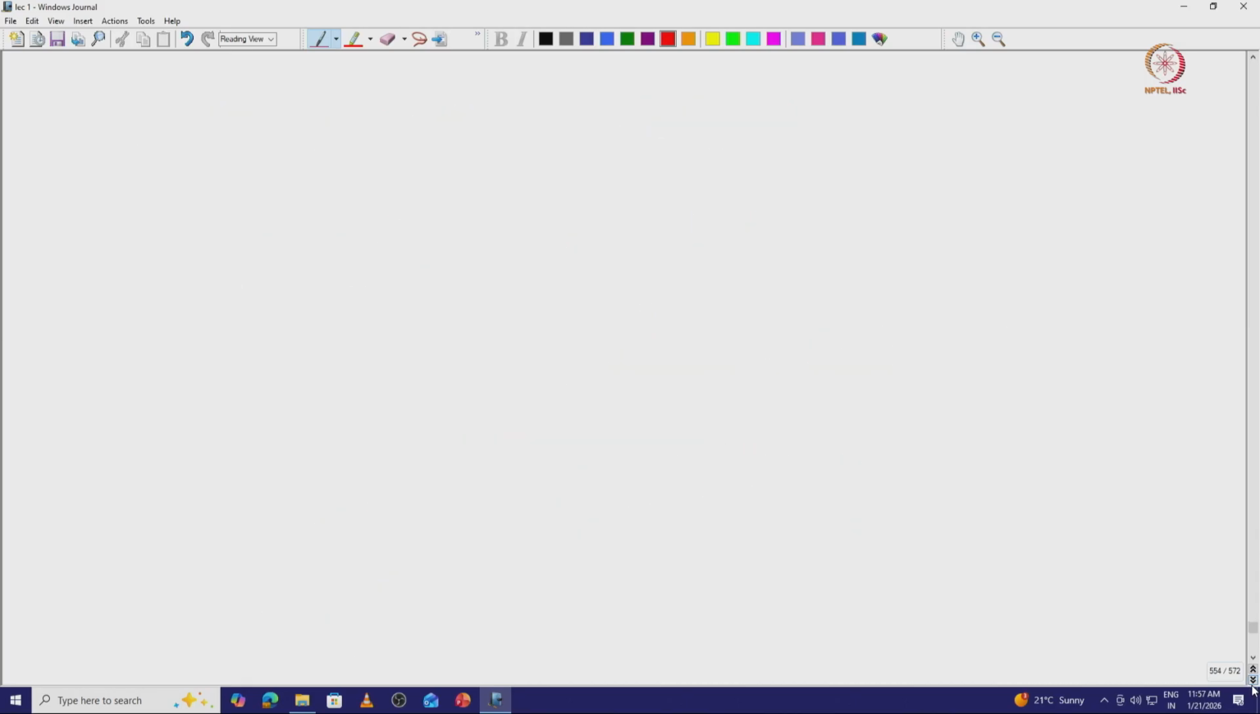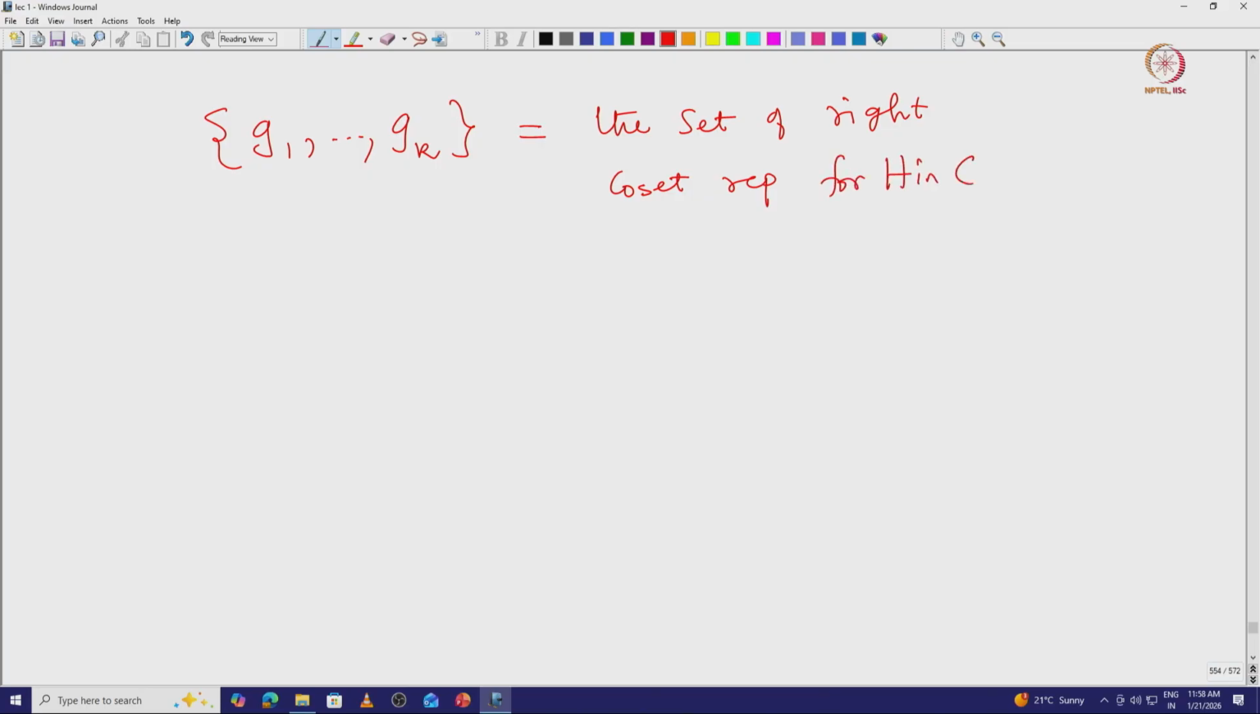Okay. So, now let us try to understand what happens to this space. We are going to give a very explicit basis that is going to tell us the structure of this space and the dimension of the space and so on. So, for that let us fix some right coset representatives of H inside G. So, let us label them as g1 etc., let us say gk. So, this is the set of right coset representatives for H in G. Usually it is denoted by G mod H.